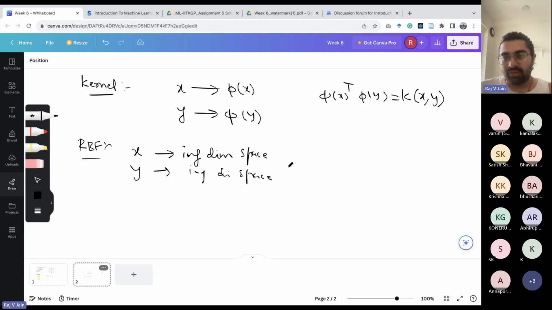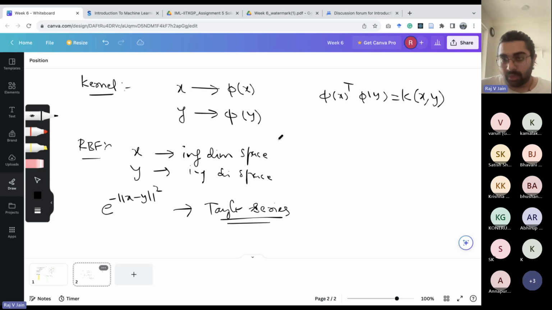Now, why does it go to infinite dimensional space? If you want to understand that, just try to expand this x minus y squared. I guess this is what the final formula is. We can just confirm this. What's the right formula here? Using a Taylor series expansion. Okay, so try doing this.